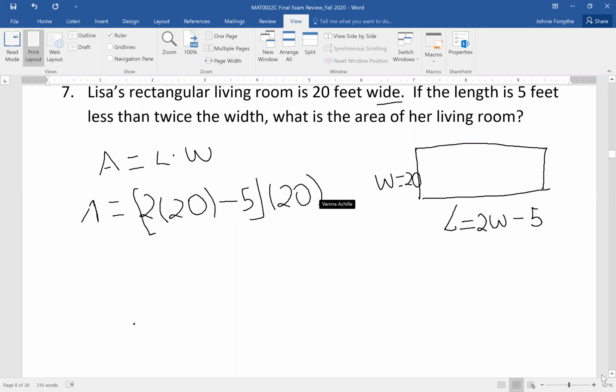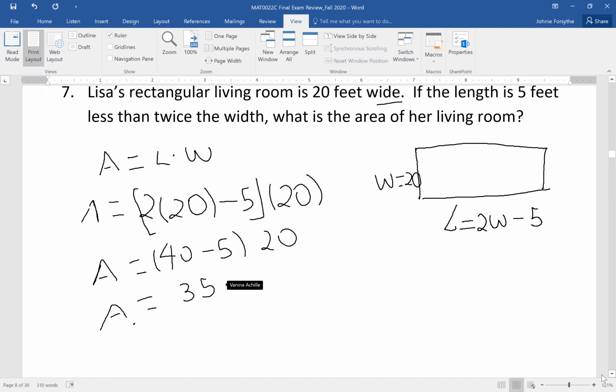So I'm going to work my way through this. So 2 times 20 is 40, minus 5, everything times 20. So the area is 35 times 20, which is, let me double check. The area is 700 square feet.